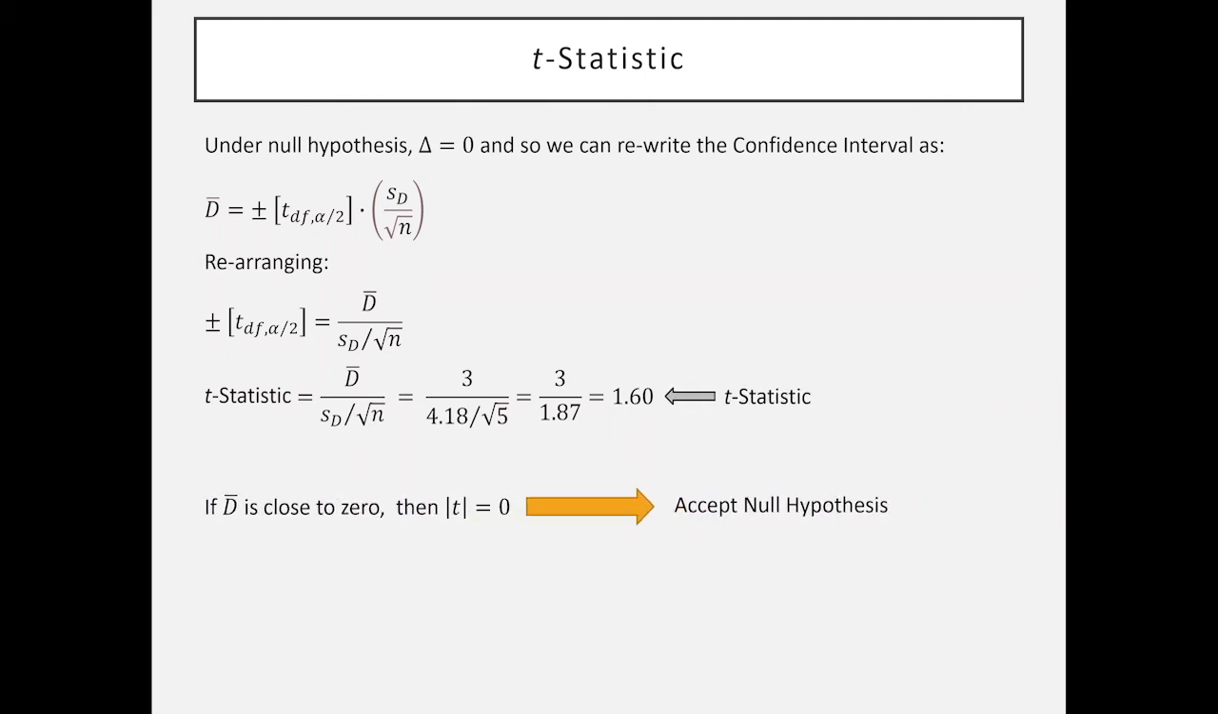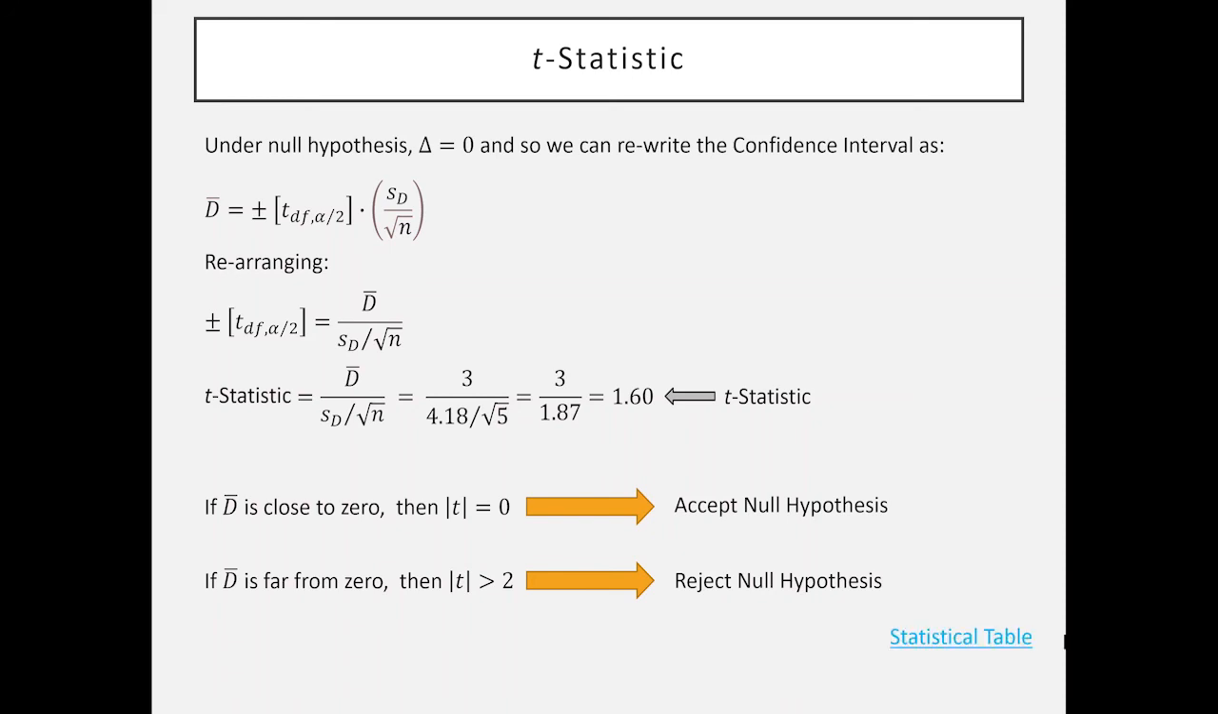This is quite handy because it is normalized, in effect, because we're dividing by the standard error. A nice rule of thumb is that if d bar is close to 0, the t-statistic is close to 0, in which case we would accept the null hypothesis. On the other hand, if d bar is far from 0, then it's unlikely that the null hypothesis is true. Since this is normalized, we can say that if the absolute value of t is greater than 2, then we can reject the null hypothesis. So this t-statistic is very commonly used as a t-test.